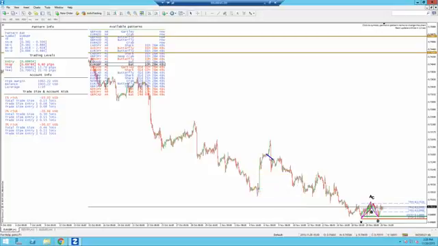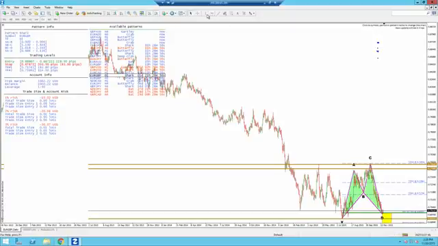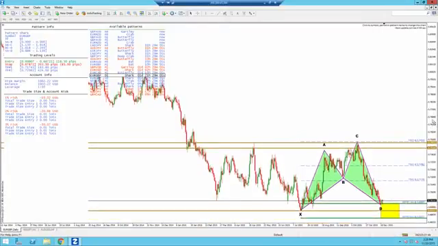Let me get rid of this rectangle. And let me get rid of this. Okay. So let's take a look at the EUR GBP. This morning, we looked at the fact that this market hit an entry area right there. And now we watched it bounce.